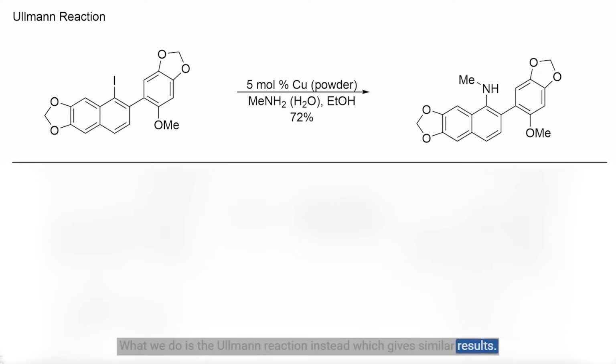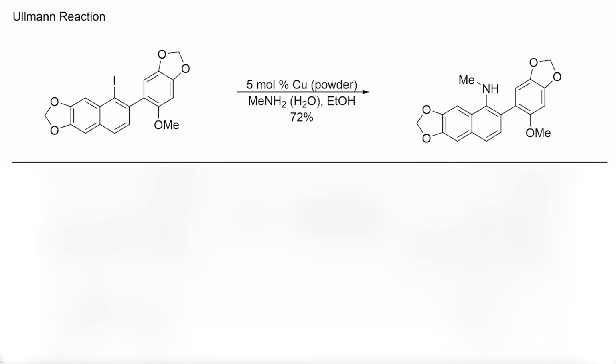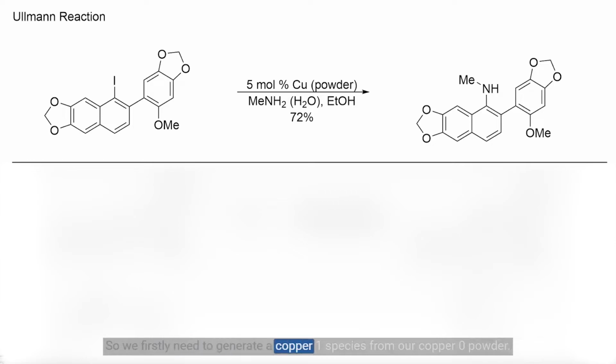So firstly, the copper bit is a bit different from palladium, where palladium likes to switch between the 0 and +2 oxidation states. Copper prefers to switch between +1 and +2 oxidation states instead, but can also go to +3, with +3 being a bit rarer and harder to observe, but is definitely known to exist. So we firstly need to generate a copper-1 species from our copper-0 powder. We can do this by the homocoupling of two organic iodide species.